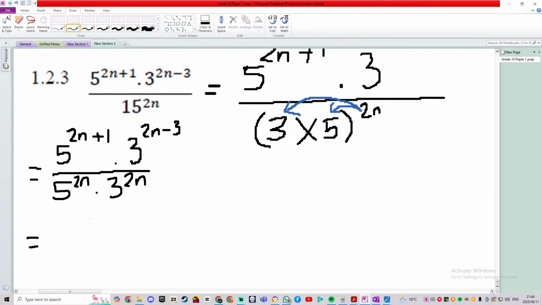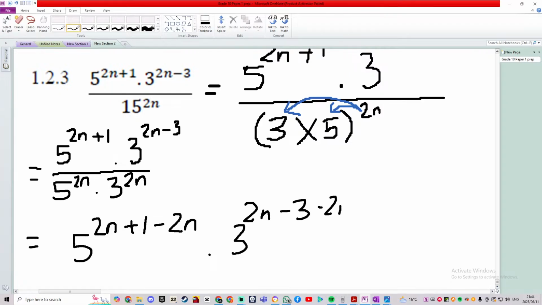Beautiful. I'm dividing. When I'm dividing and I have the same base, what do I do with the exponents? I subtract the exponents. So I have 5 to the power of 2n plus 1 minus 2n, dot 3 to the power of 2n minus 3 minus 2n. By the 5, the 2n minus 2n will go away, so I'll be left with 5 to the power of 1. Again, 2n minus 2n goes away here, and I'm left with 3 to the power of negative 3. You see that? Beautiful, the n's are gone.